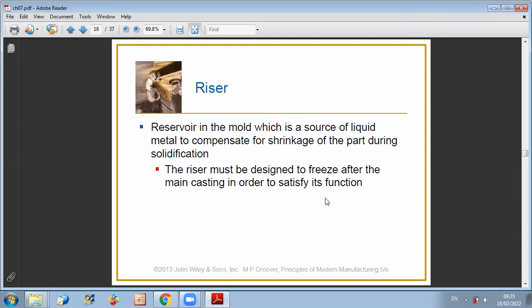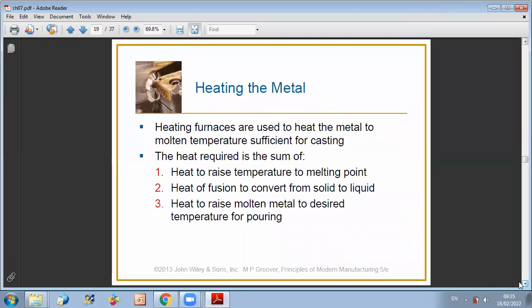So we'll discuss this in detail through equations in coming slides. Now, concerning the heating of the metal, of course it's a heat process, so we can use heating furnaces to heat the metal to molten temperatures that are sufficient for casting. The heat required to perform this operation is the summation of three main parts.